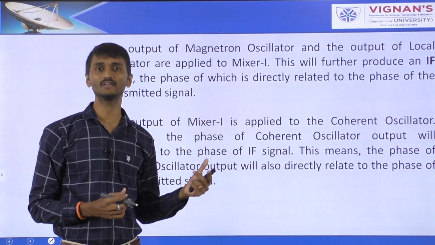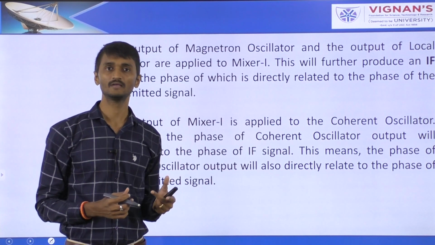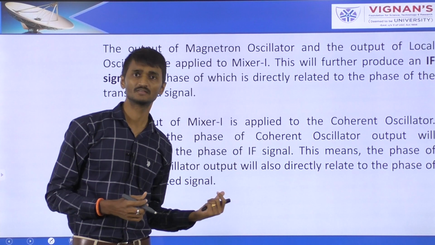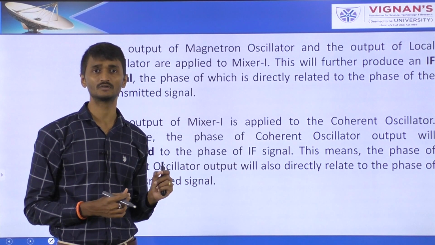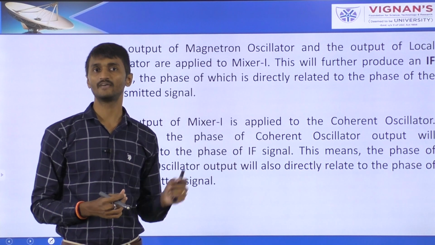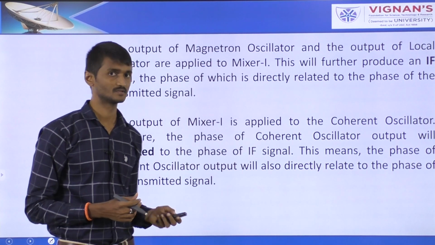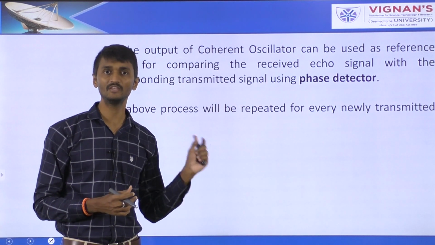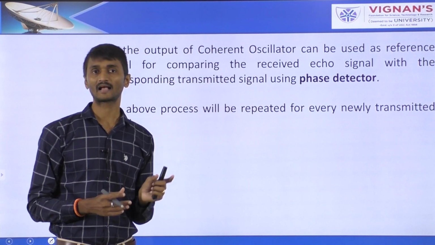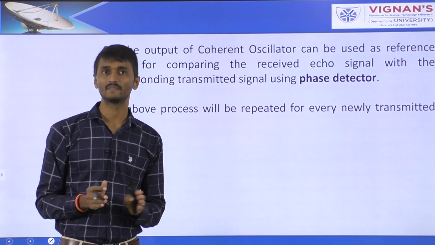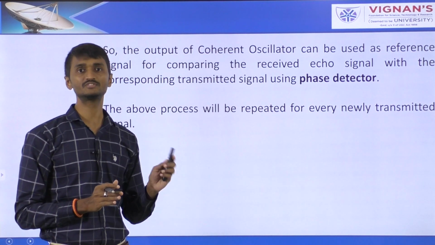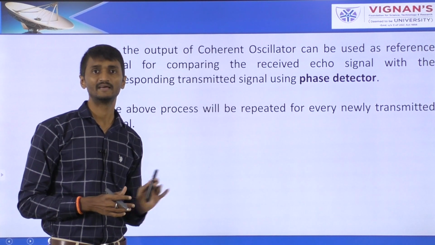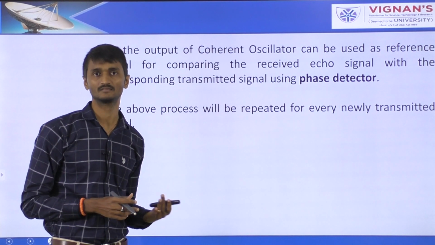Therefore, the phase of the coherent oscillator output will be locked to the phase of the IF signal. This means the phase of the coherent oscillator output will also be directly related to the phase of the transmitted signal. So the output of the coherent oscillator can be used as a reference signal for comparing the received echo signal with the corresponding transmitted signal using the phase detector. The above process will be repeated for every newly transmitted signal.